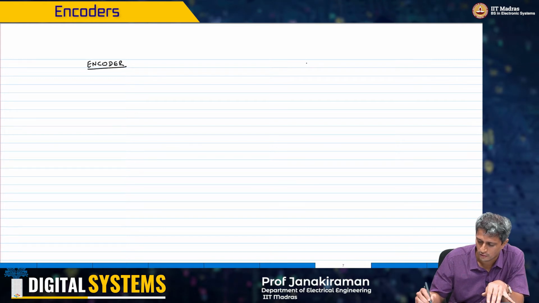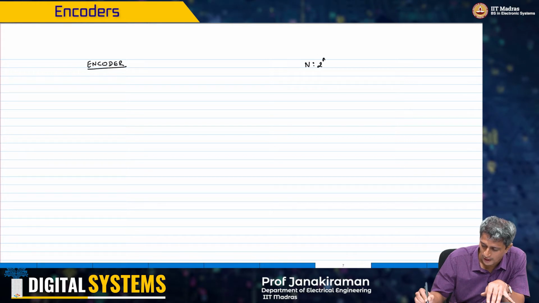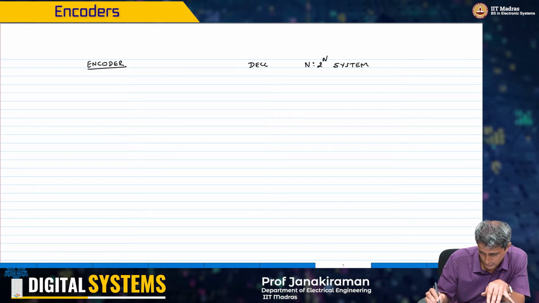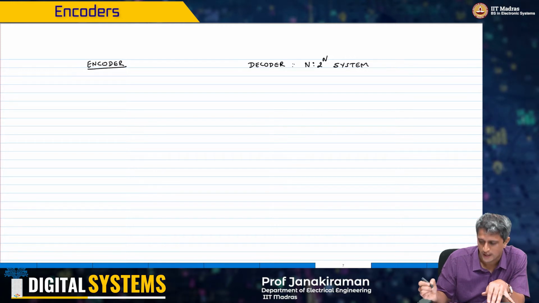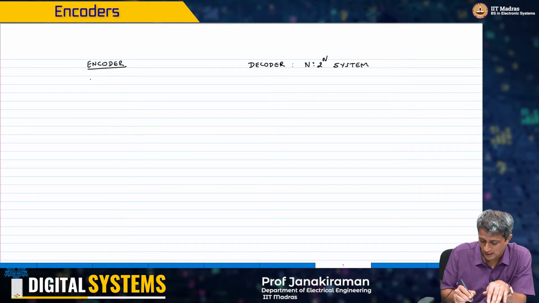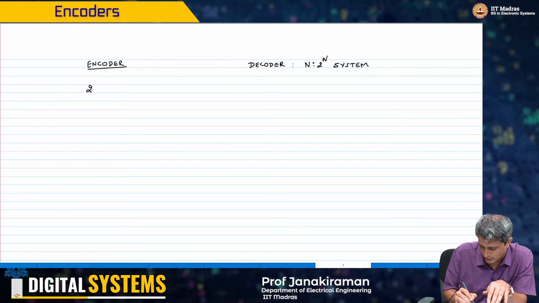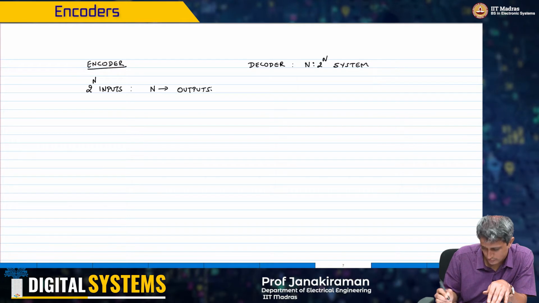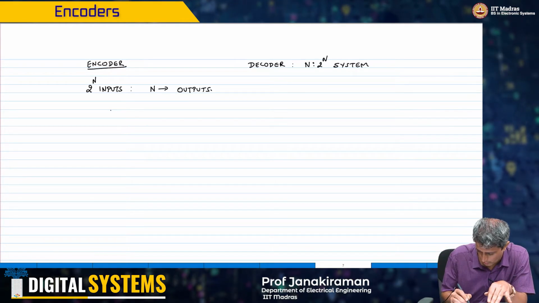A decoder, as we have seen, is basically an n to 2 power n system. This is a decoder: n inputs, 2 power n outputs, whereas the encoder that we are talking about is going to be exactly the opposite: 2 power n inputs with n outputs. Okay, so this is what we want.